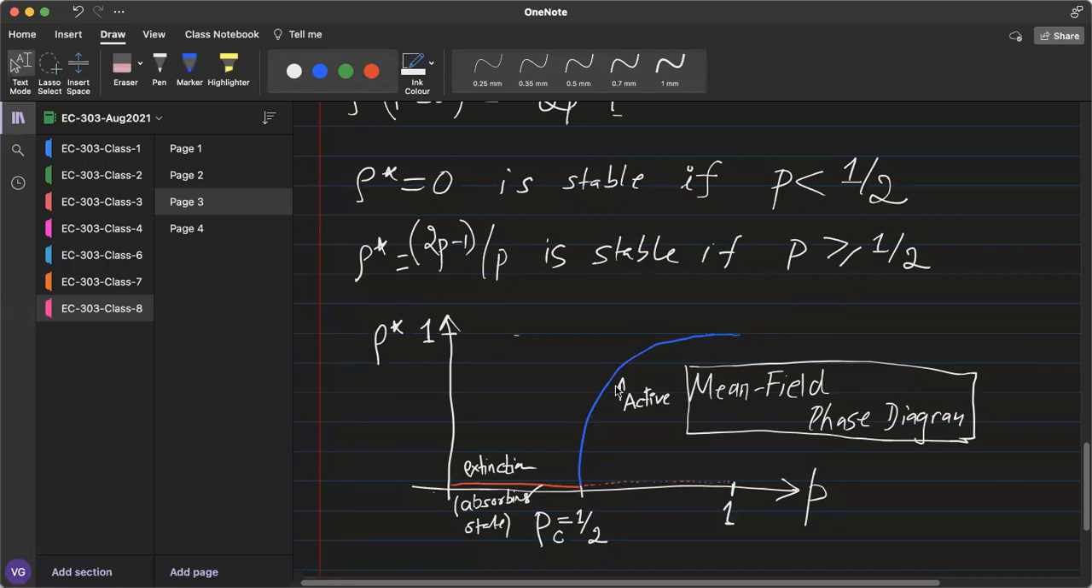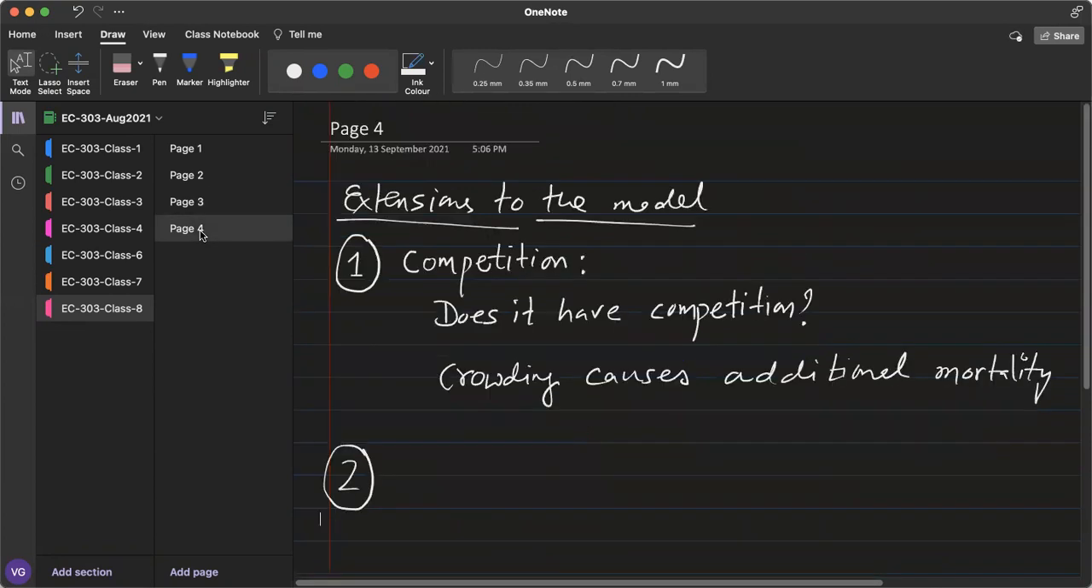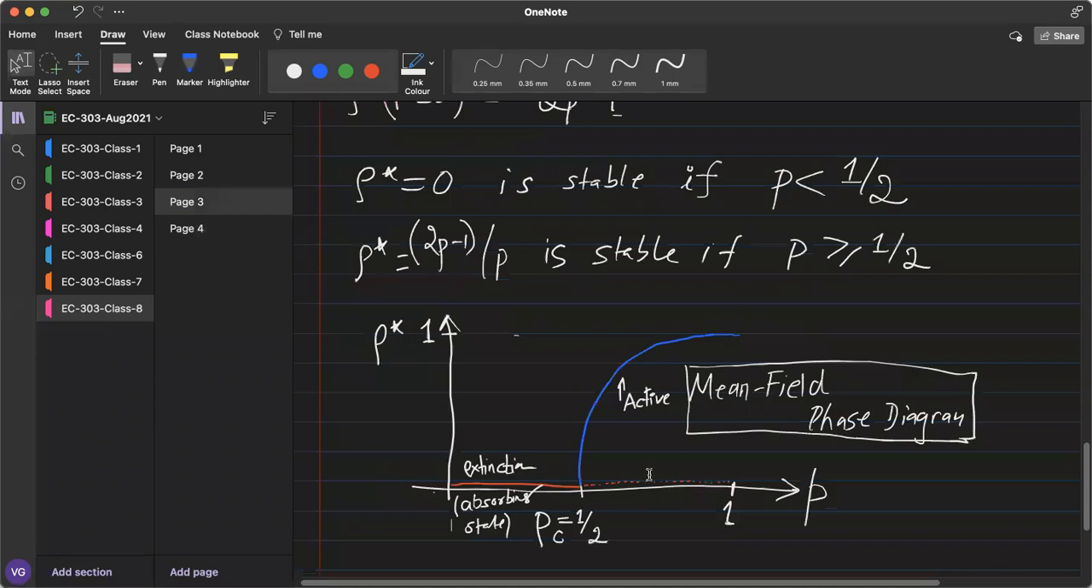Okay, so competition need not be for resources alone. Competition can also happen for space, and in fact, space is a resource. So you're absolutely right. In fact, there is competition here, and it's for space. But this competition could be thought of as crowding leading to less food and therefore additional mortality. So think of incorporating this and then find out how this phase diagram will change.